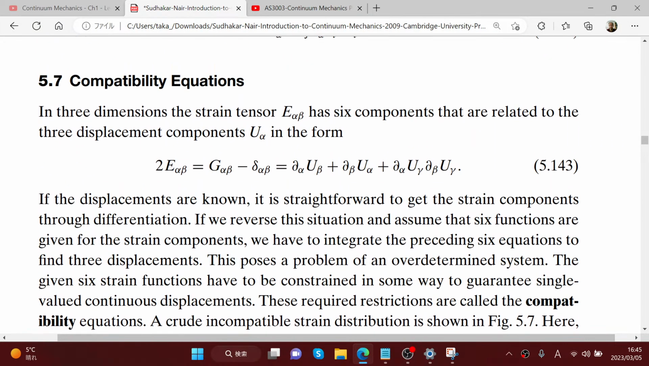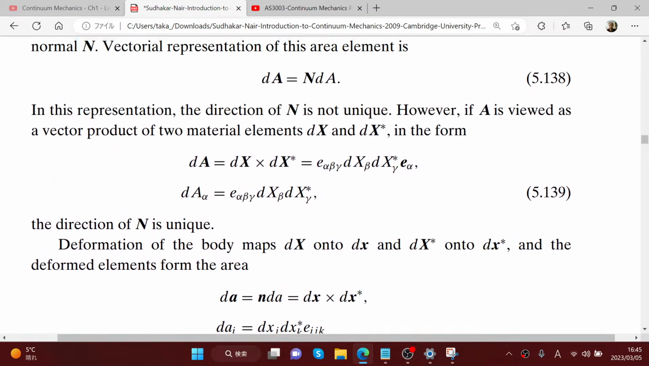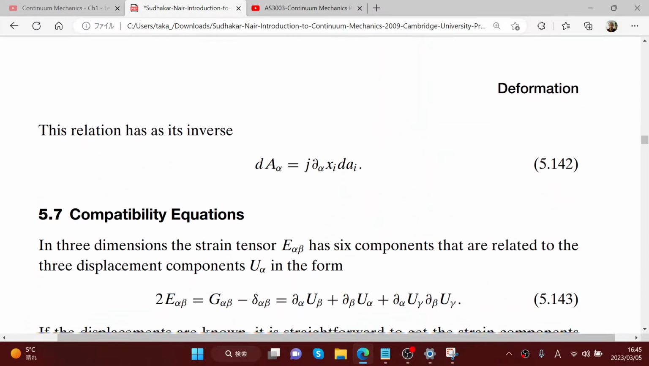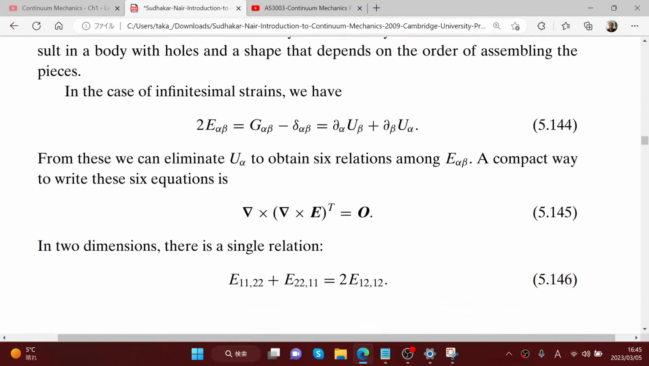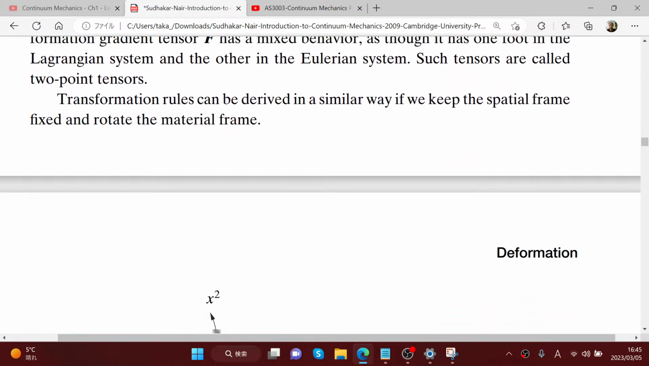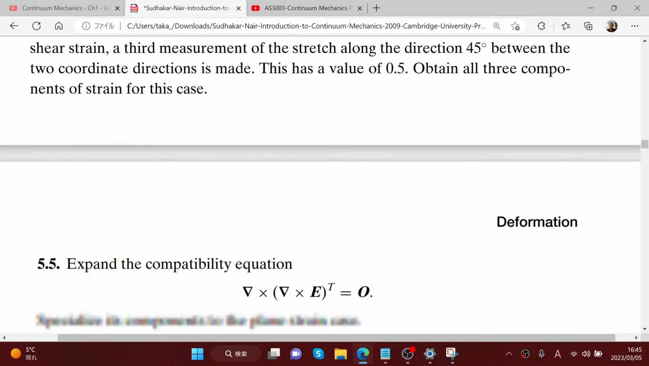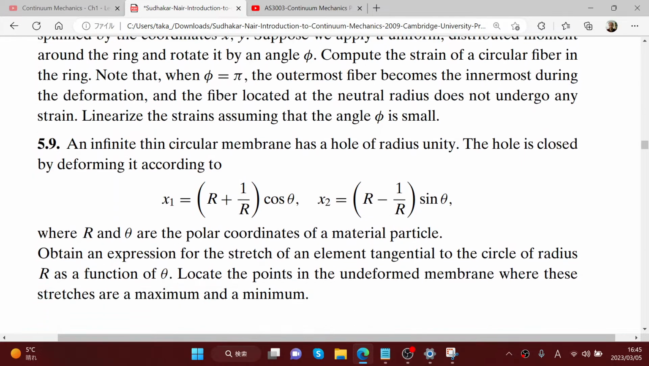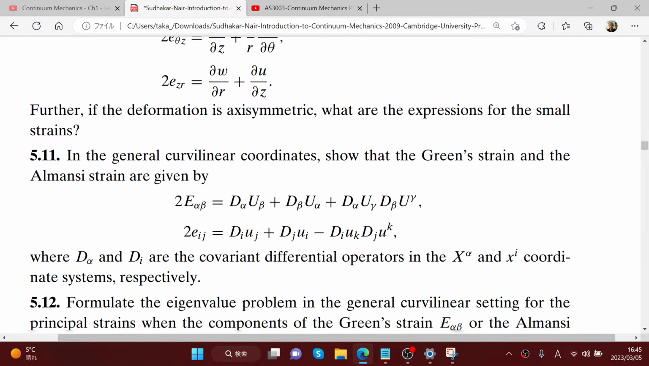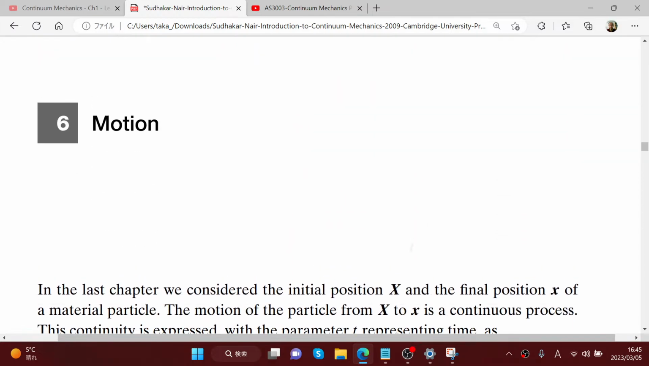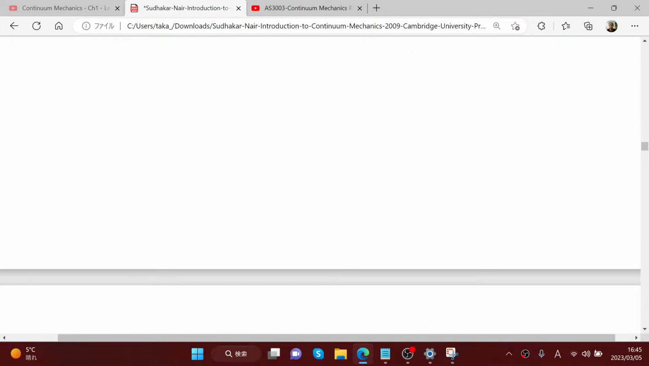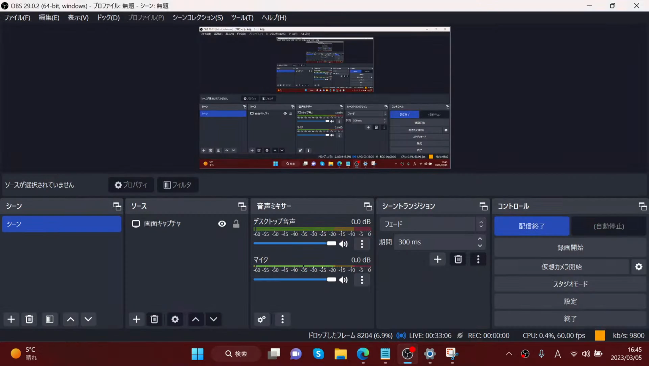Compatibility equation. I think we should go up to 5.6. What else do we have? Then we should go to motion. Right? Okay, let me see. I have to study more by myself. So let me think about it.